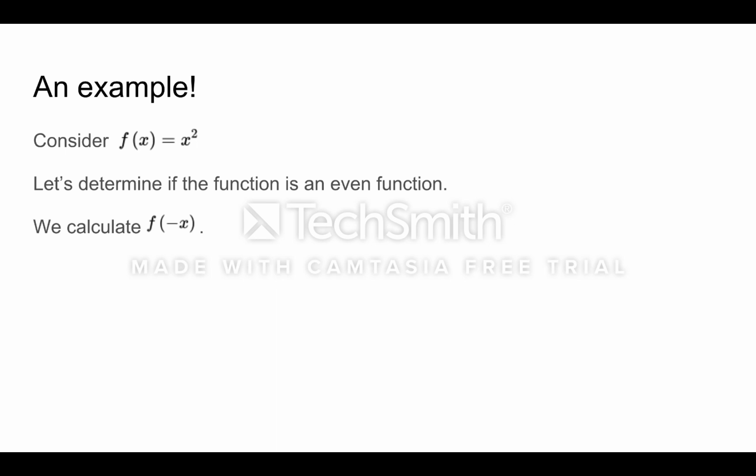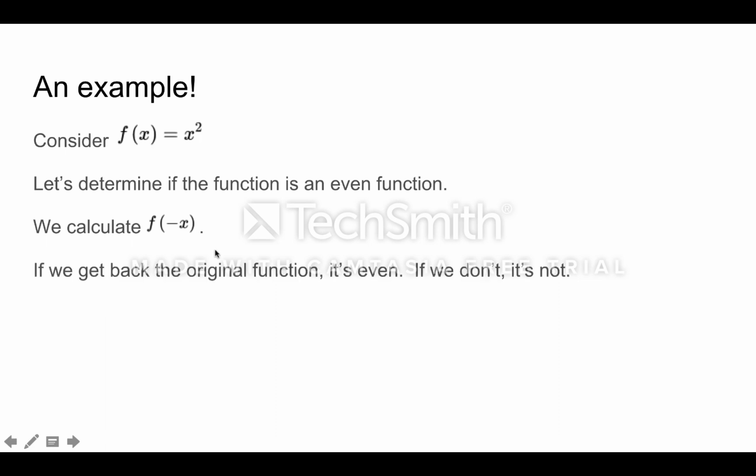An example. Consider f of x is x squared. Let's check and see if this is, in fact, an even function. To check that, we calculate f of negative x. If we get back exactly the original function, we've got an even function. If we don't, then it's not even. So f of negative x means replace all the x's with a negative x.